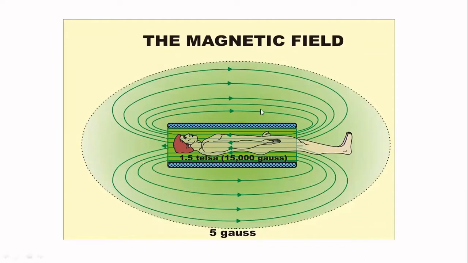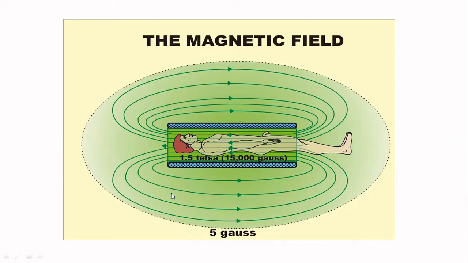Magnetic field is not visible to us, but we can imagine it in the form of lines from one pole to the other. This is an example of an MRI magnet in which the patient is lying down in the bore of the magnet, and there are lines within, as we can see, and also lines outside the bore of the magnet. In the center of the bore it is around 15,000 gauss, and outside it is around 5 gauss.